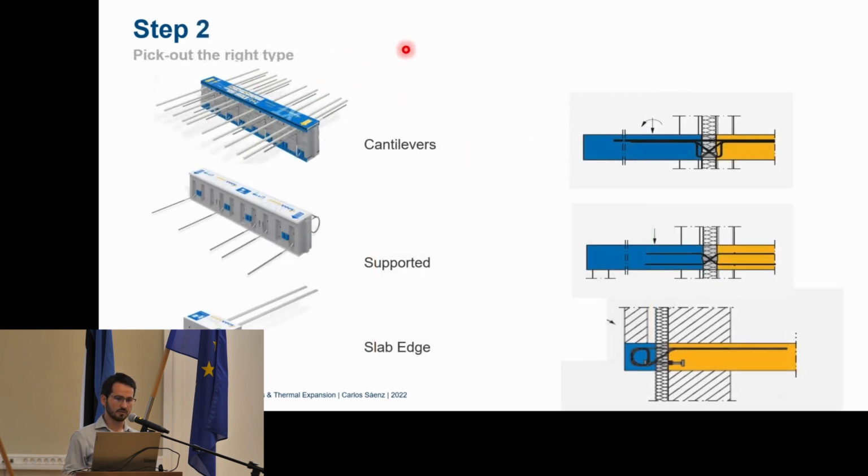The second step is to pick the right type. As we saw before, we have a lot of products or elements that are used in different situations. Here we have the cantilever, the most common one, right? Or if I have a supported balcony, we can use this other product that just deals with the shear force, or a slab edge, if I have a wall here in my facade.